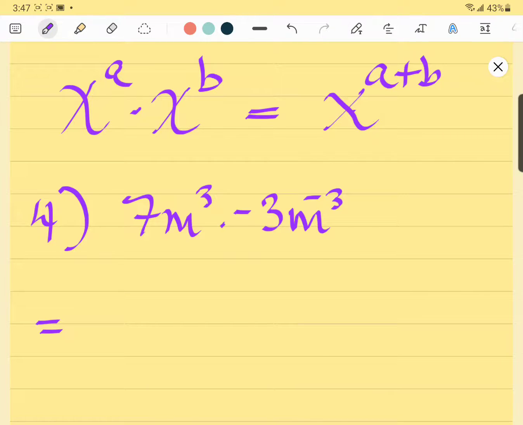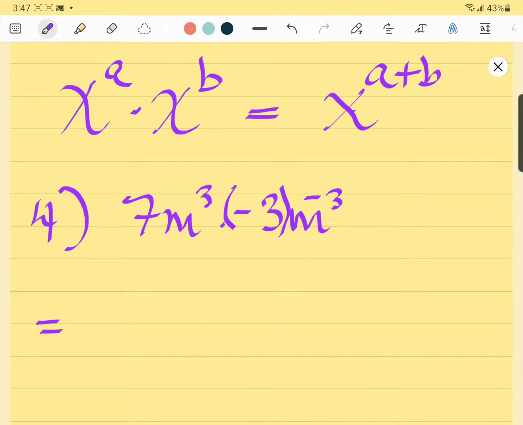Even the book, they write it out like that, but the right way to do this, I would like to put them here, -3. Put a bracket there. Every time you multiply with a negative, put a bracket around it, okay? Even if they don't put it there, that's not the right way. The right way you have to put it there, otherwise it looks like 7m cubed minus 3m cubed, okay?